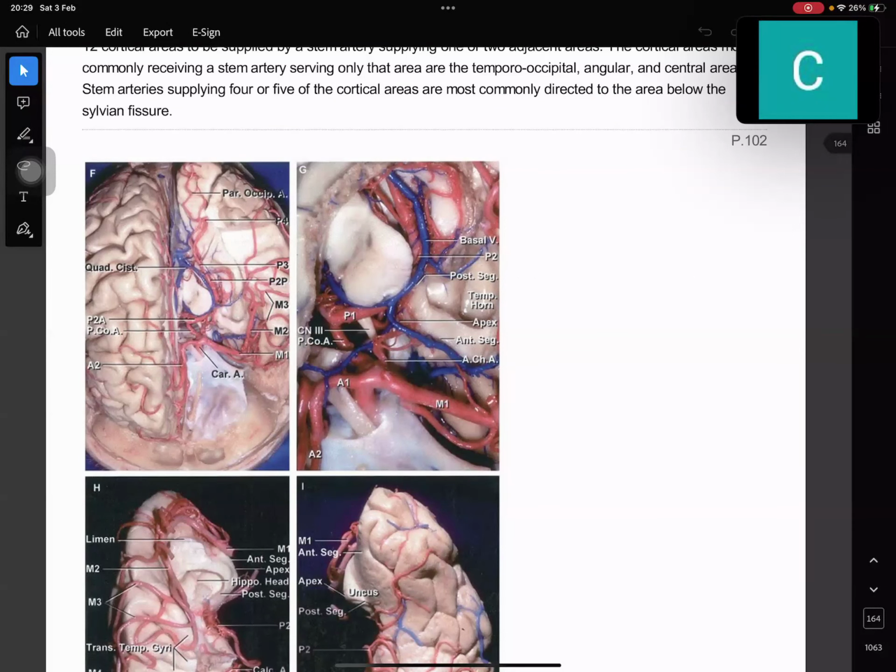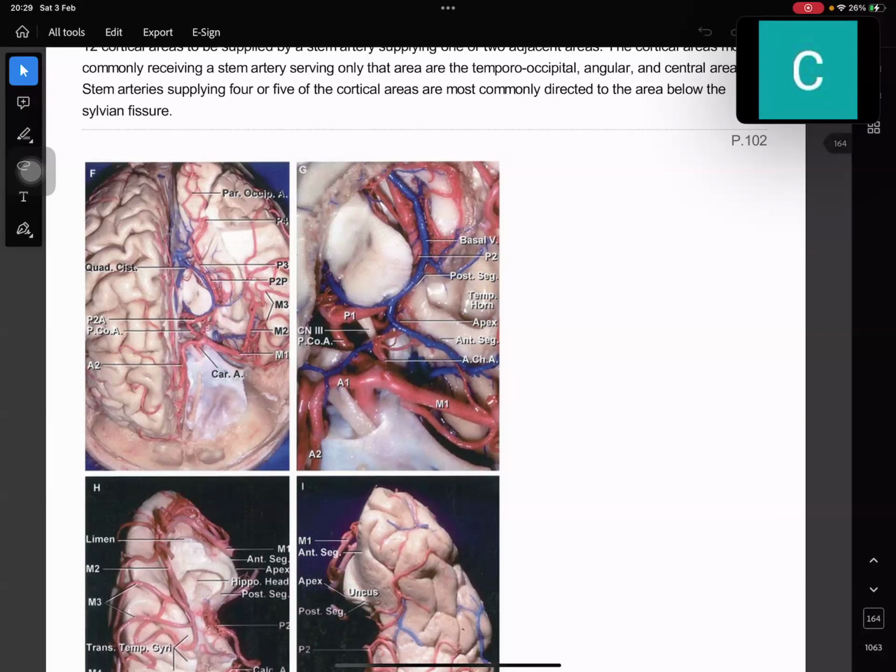These are responsible for vascularization, what we call the lenticulostriate arteries, which are responsible for the vascularization of the globus pallidum, part of the thalamus, and so on. Then we have the M2 segment.